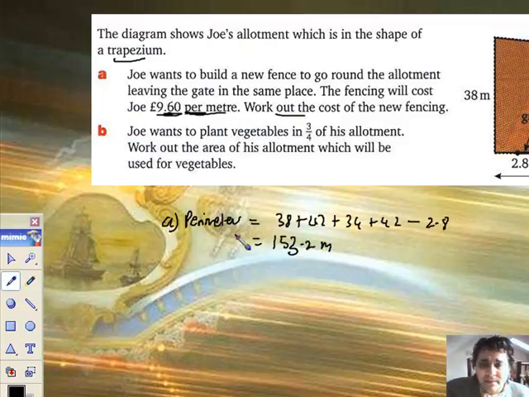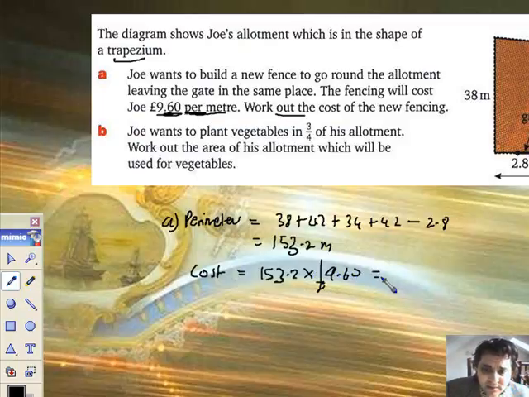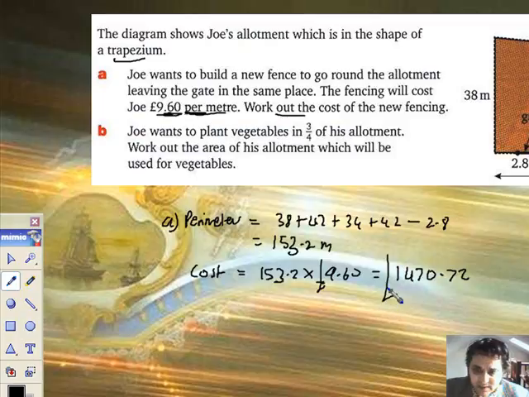Now what's the cost of it? So here I go. The cost is going to be 153.2 lots of £9.60. Definitely need some hardware for this. Times 9.6 equals, that costs a huge amount, £1,470.72. That's an awful lot for a fence, isn't it? Look at that.